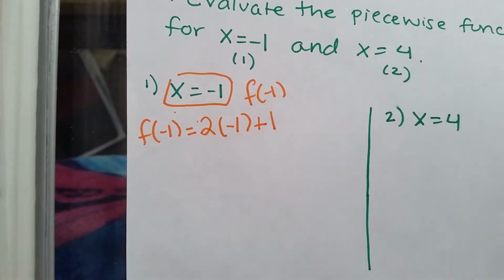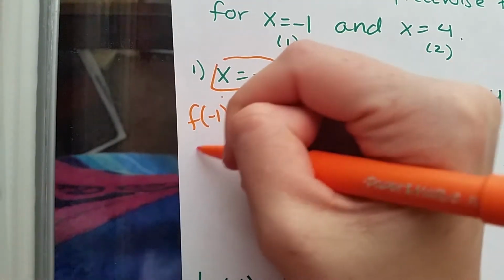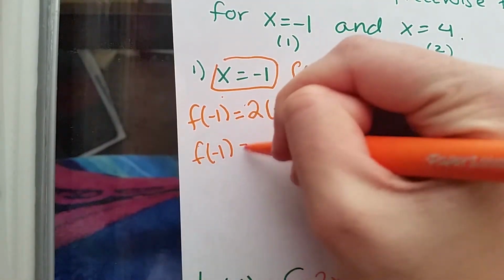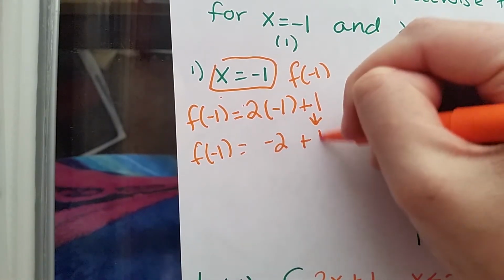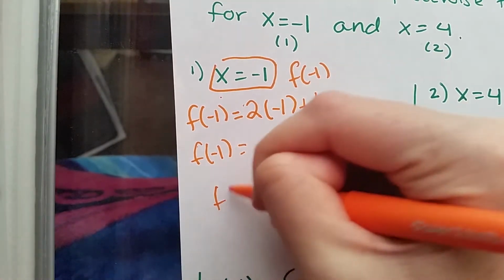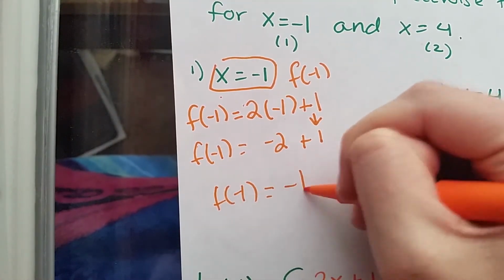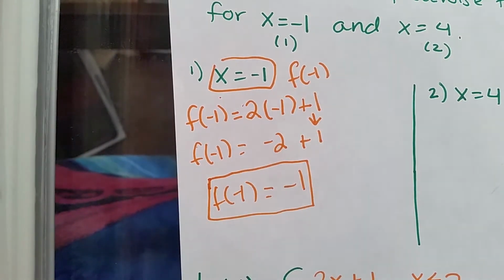Alright guys, let's get going. So let's start here. Our 2 times a -1 is a -2. Then I'm just going to bring down the plus 1. Alright, and then -2 plus 1 will give me a -1. Bam! That one is donezo. That was fun times, you guys.